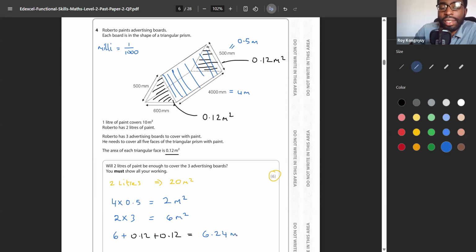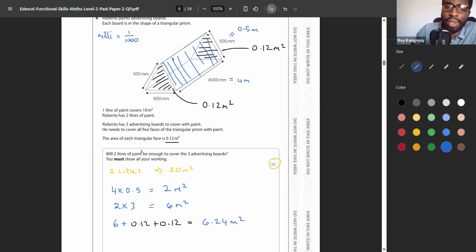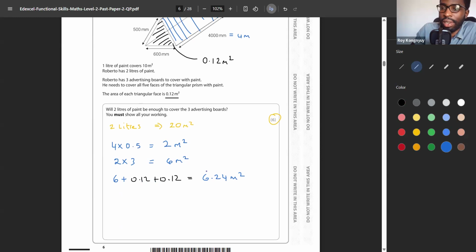6.24 meters squared. That's the total surface area of one advertising board. So 3 of them would be this times 3. So let's find that. This is one board. 3 of them would be 6.24 times 3. All right. So I'll actually just do that using the column method over here.